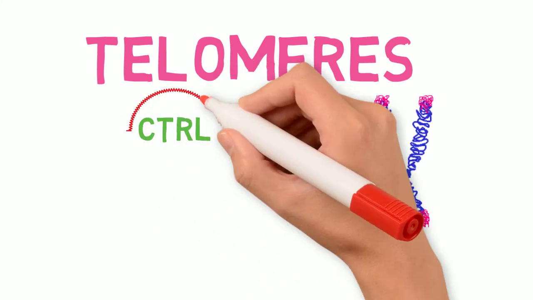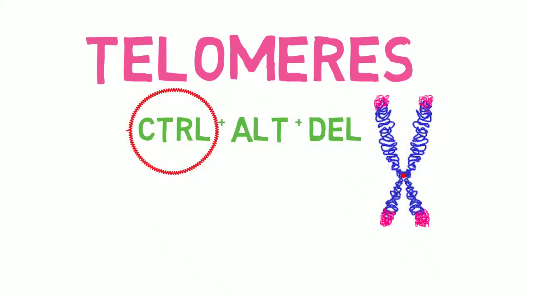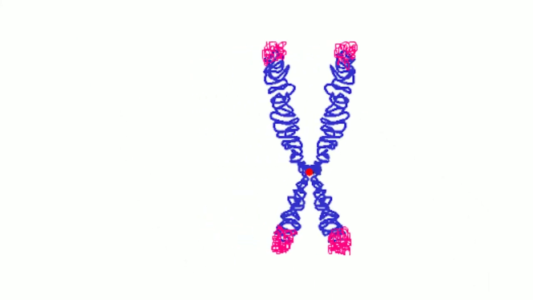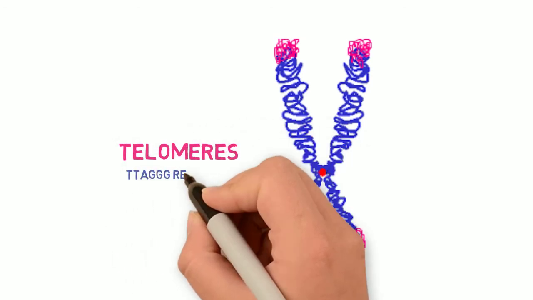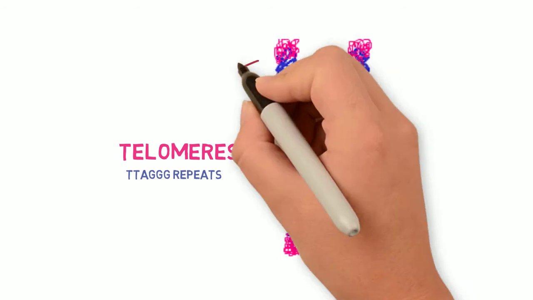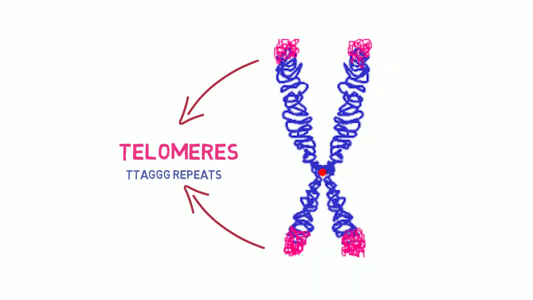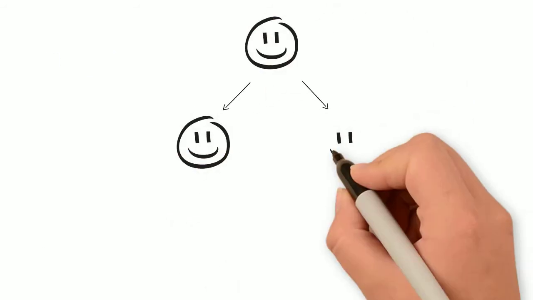First off, there is the control of telomere length. Within each cell, there are 23 pairs of chromosomes which carry our genetic material. At the ends of these chromosomes are regions called telomeres, which are TTAGGG repeats. They protect the genetic material from degradation.